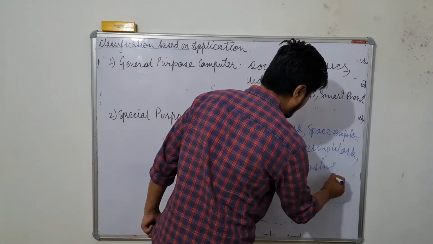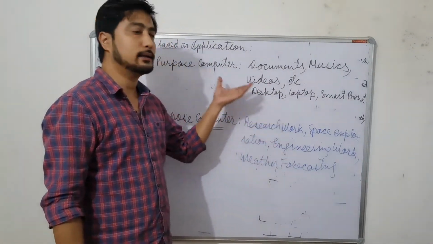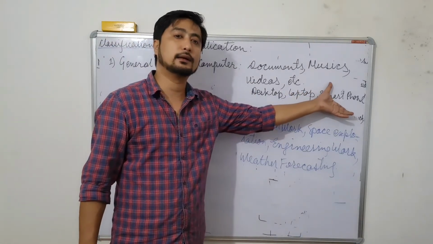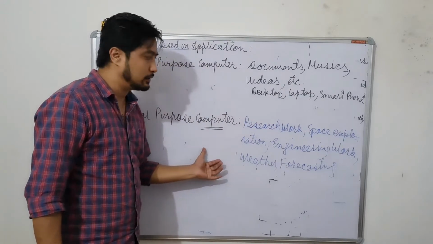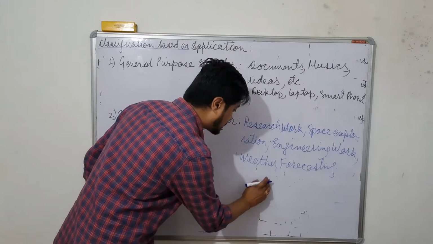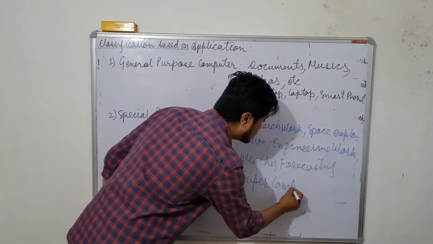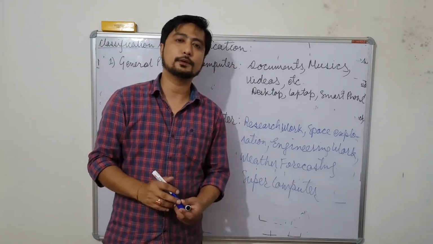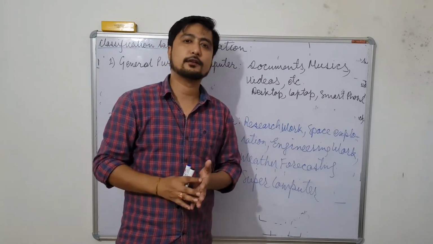All these are special jobs, and these jobs cannot be performed by the general purpose computer. That means desktop, laptop, smartphone cannot perform these jobs. So special computers are used to do this type of job. And what is the special purpose computer? We say that supercomputer is a special purpose computer. So this much in classification of computer.